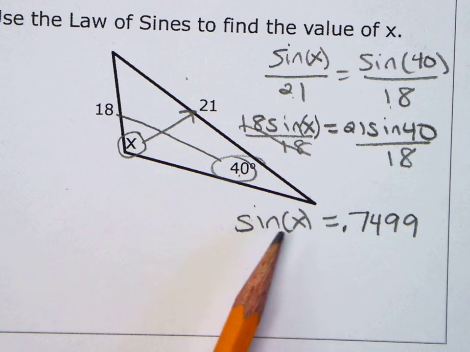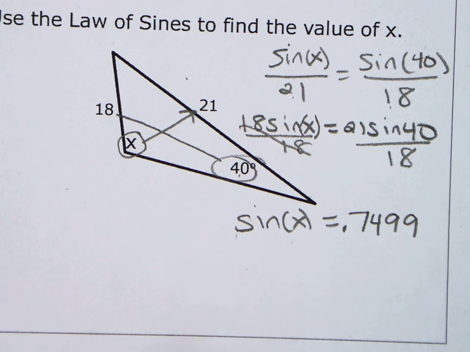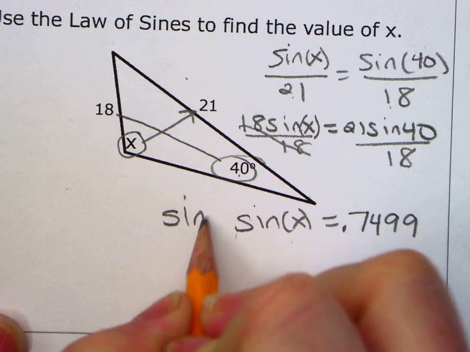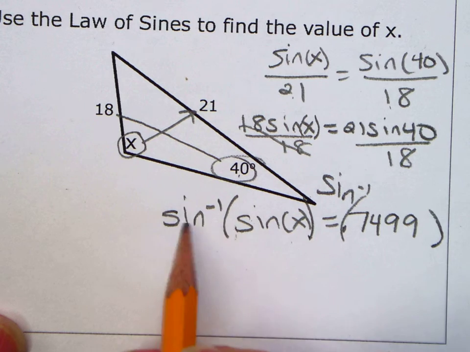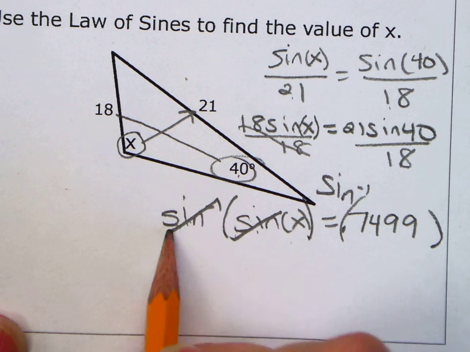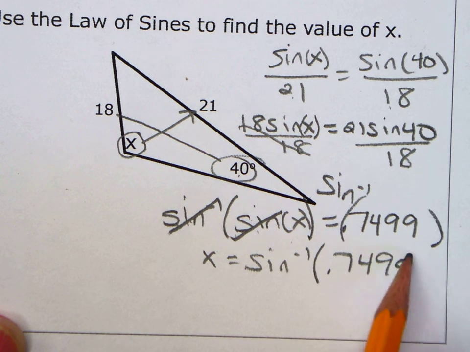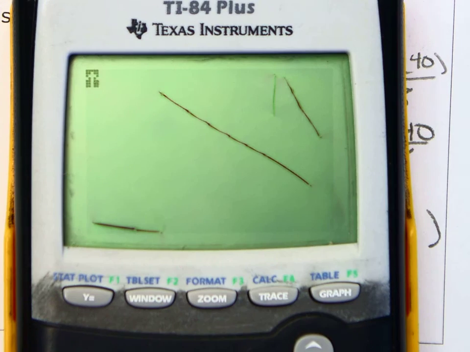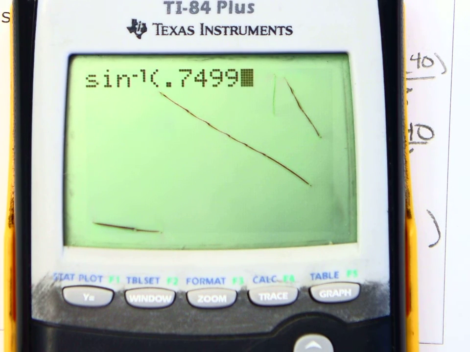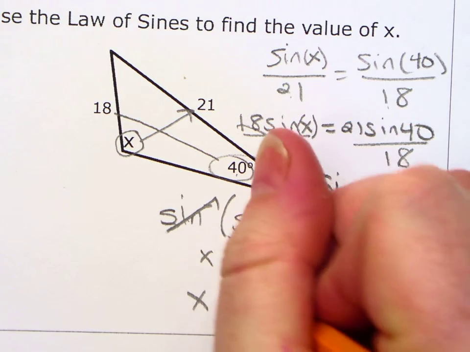Okay, now we have sine x equals 0.7499, and we want to find the value of x. How do you get rid of sine to get x by itself? You do the inverse. So sine inverse on both sides. Sine inverse, which is the inverse of sine, they cancel each other out. x is inverse sine of 0.7499. And again, we're just going to plug that in the calculator. So inverse sine is, you hit second sine, 0.7499. 48.6.